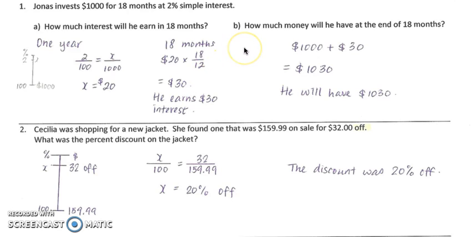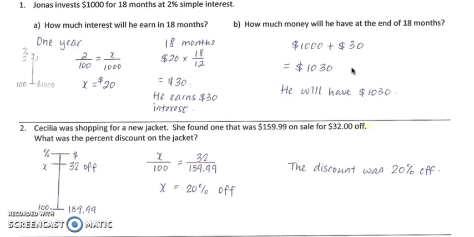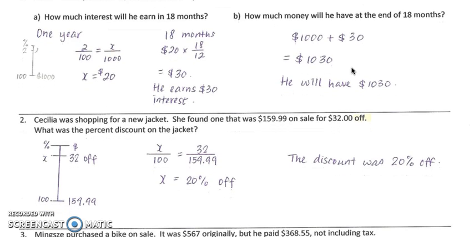Part B. How much money will he have at the end of 18 months? Well, we know that now he had $1,000 in his investment to begin with, and he earned $30 in interest. So in total, he will have $1,030 at the end of 18 months.